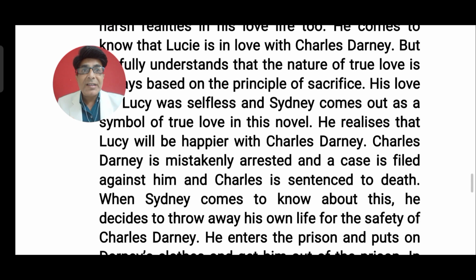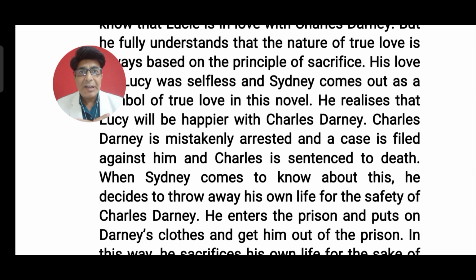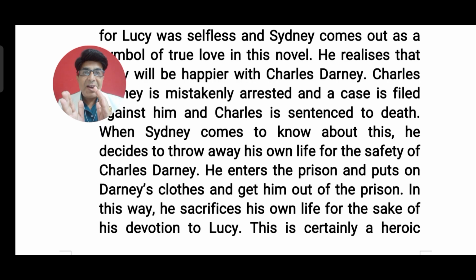And when Darnay was in trouble, when Charles Darnay was mistakenly arrested by the government officials, at that time he enters into the jail. Charles Darnay and Sidney Carton both were looking similar. Their faces were similar. So somehow he manages to enter into the prison, and puts on his clothes. Whose clothes? Charles Darnay's clothes. And then he asks Charles Darnay to run away from that place.